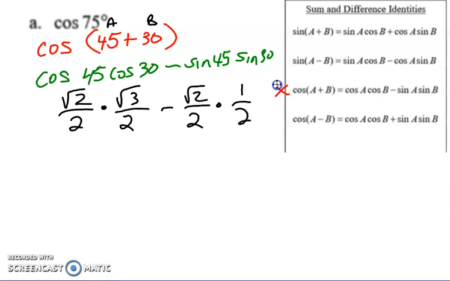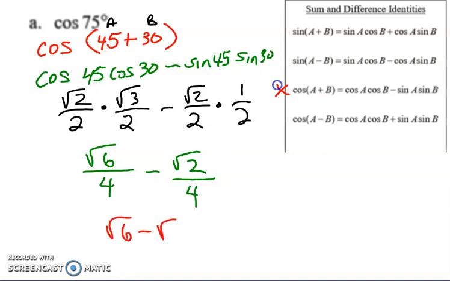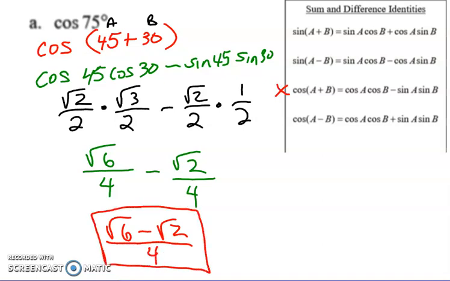And when we multiply these things, we get the square root of 6 over 4 minus the square root of 2 over 4. So ultimately, we can write our answer as the square root of 6 minus the square root of 2 all over 4. Okay, so that is the sum of a cosine identity. Now let's look at B.